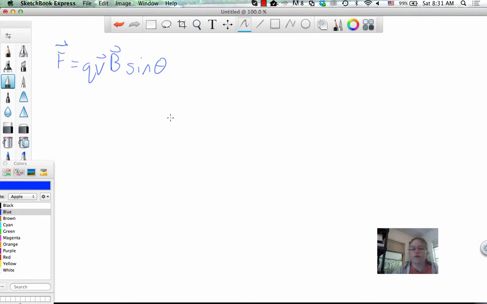So we'll start with a moving charge going in this direction, and we'll make it a positive charge. Remember, we always usually define things in terms of a positive charge. That means if instead of a positive charge you have a negative charge, you have to take your answer and reverse it. And so we'll have a positive charge moving in this direction, and I'll have a magnetic field going up. So there's B. And I want to figure out the direction of the force.